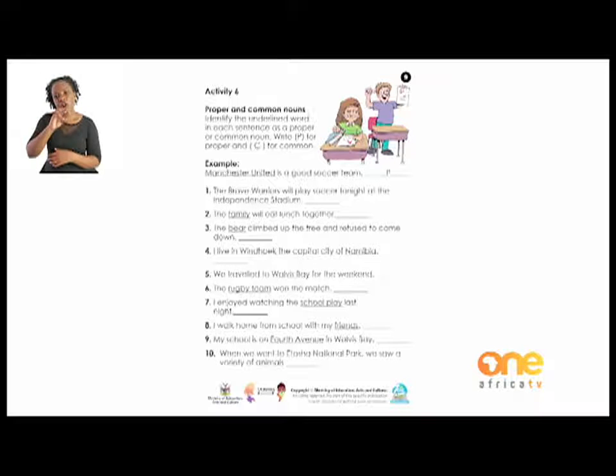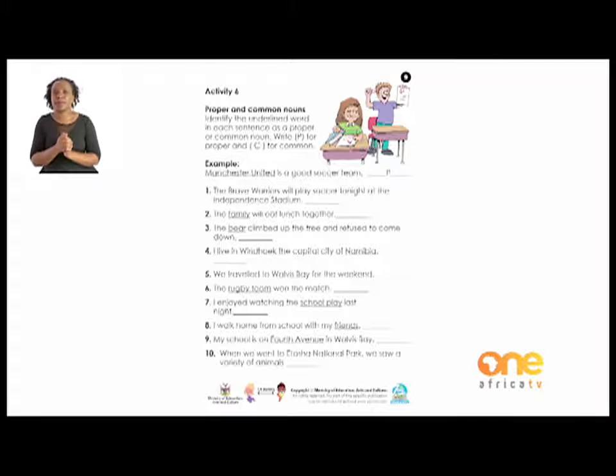An example. Manchester United is a good soccer team. The underlined word is Manchester United. You see the way it is written. Capital letter M and capital letter U, to show that it's a specific name of a club or a soccer team. So in the space provided, there is a P to show that it's a proper noun.